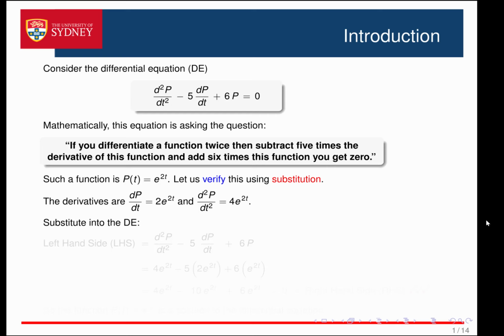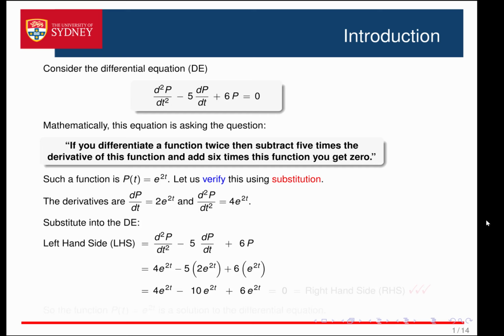Now to show that e to the 2t satisfies the DE, we substitute it and its first and second derivative into the left-hand side of the differential equation. Thus, the left-hand side, which is the second derivative minus 5 times the first derivative plus 6 times the function, becomes 4e to the 2t minus 5 times the first derivative, 2e to the 2t, plus 6 times e to the 2t, which simplifies to 4e to the 2t minus 10e to the 2t plus 6e to the 2t, which adds up to 0, which is precisely the right-hand side.